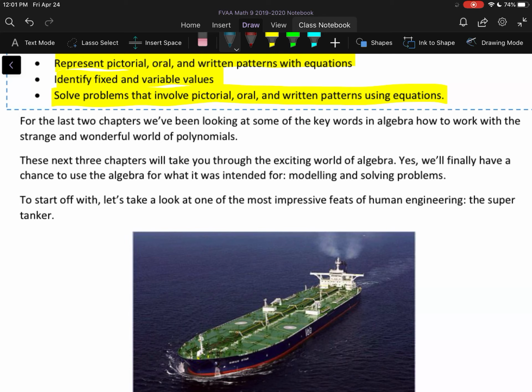So, for the last two chapters, we've been looking at some of the keywords in algebra and how to work with the strange, wonderful world of polynomials, right? You just wrote a test on that. These next two chapters will take you through the exciting world of algebra. Yes, we'll finally have a chance to use algebra for what it was intended for, modeling and solving problems. A big part of what's so awesome about algebra.